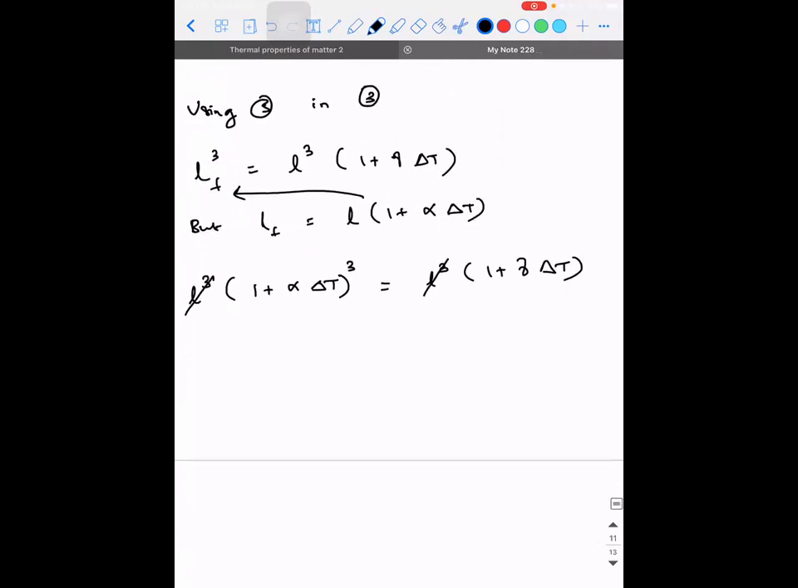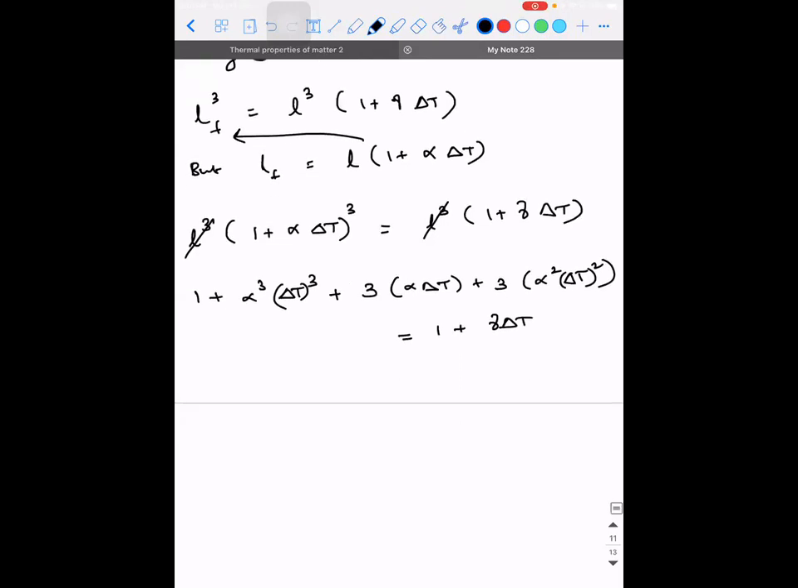L cube gets cancelled. So A plus B the whole cube is A cube plus B cube plus 3 A square B plus 3 A B square. The higher-order terms on the left side can be ignored, that can be approximated to 0.